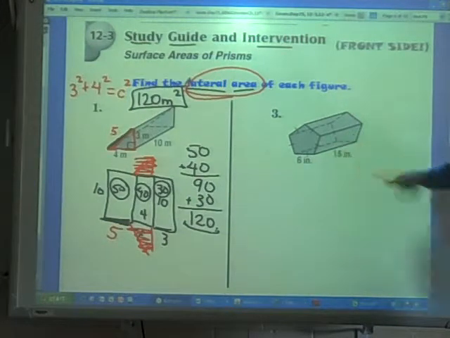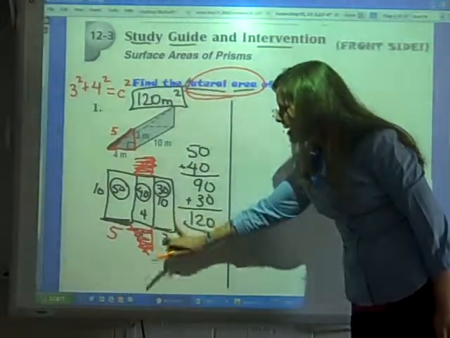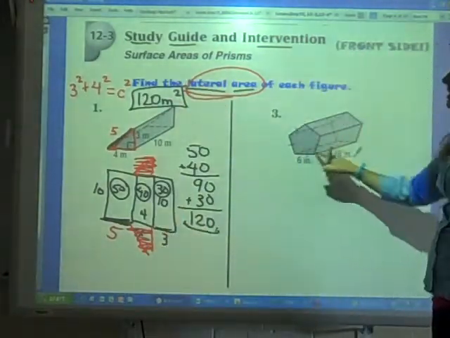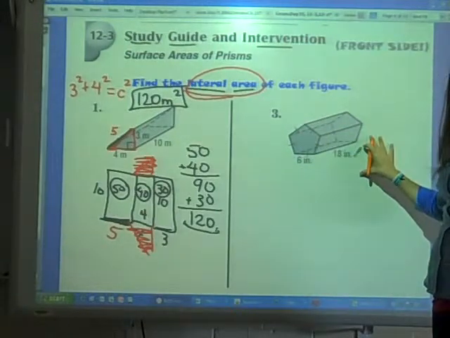All right, number 3, I want you to try this one, thinking about what we talked about here, thinking about what shape this is, thinking about the dimensions of all of your lateral faces. Try number 3 on your own.